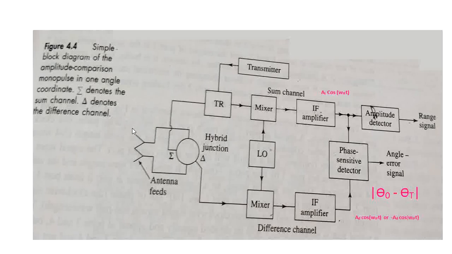And here, as I told, we require minimum 2 beams. How can we generate the 2 beams? By using antenna feeds. Using these 2 antenna feeds, we are going to generate the beam. Based on that angular error, we are going to change the antenna direction of the radar here. So this is the purpose of the antenna feeds in the one angular monopulse tracking radar here.